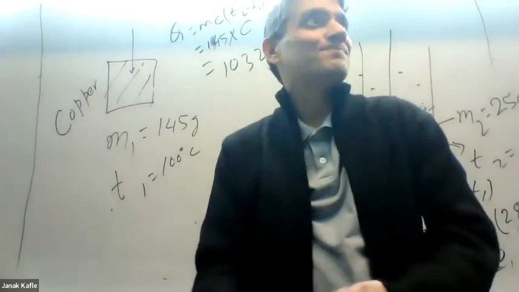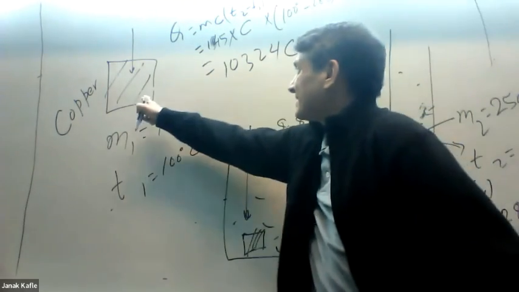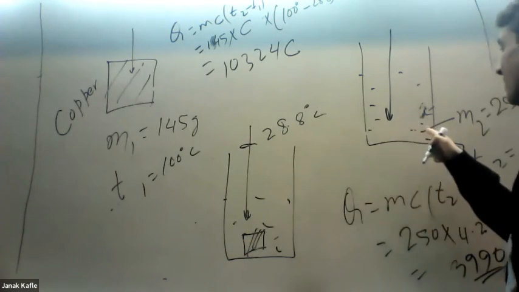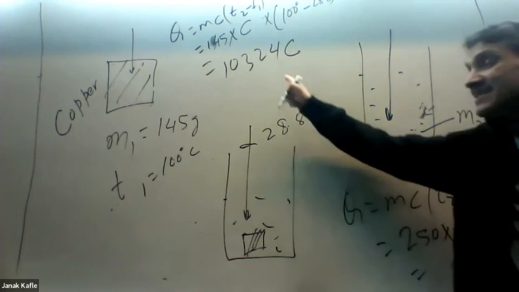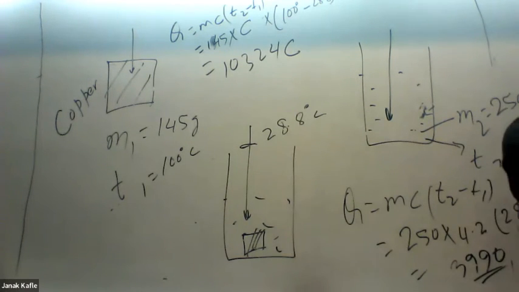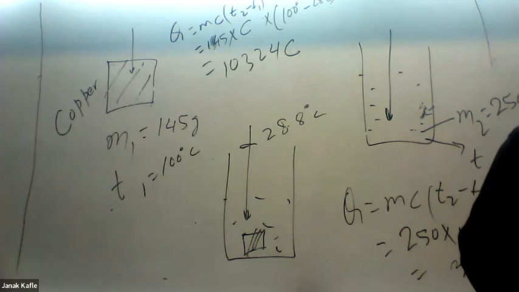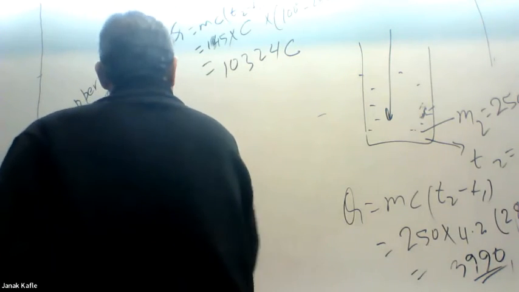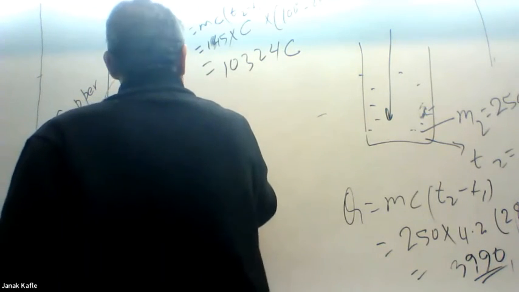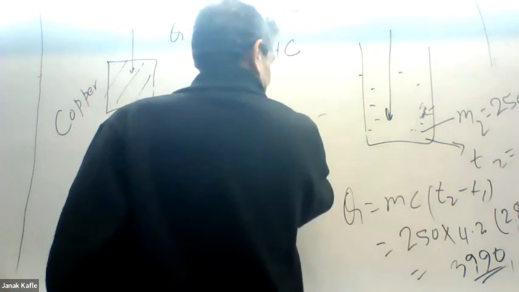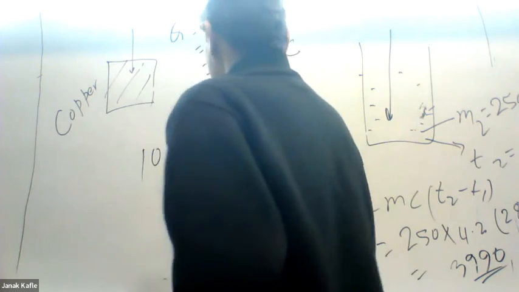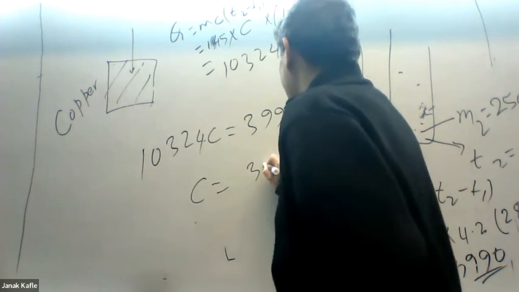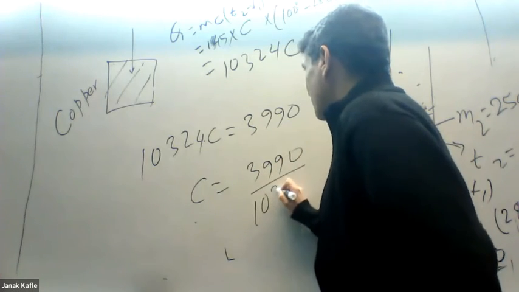Everybody got that? In this process this guy lost that much heat, and in this process the water obtained that much heat. This heat must be equal, because one lost heat and the same amount of heat is gained by the other, the water. So let's make them equal: 10324C is equal to 3990. This factor goes down here, so C is equal to 3990 divided by 10324.